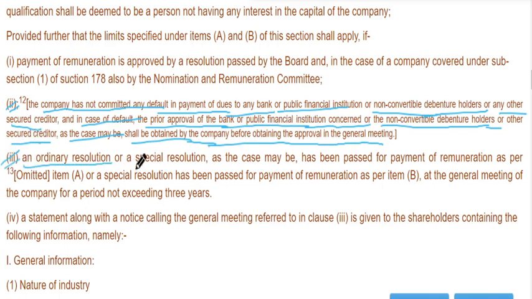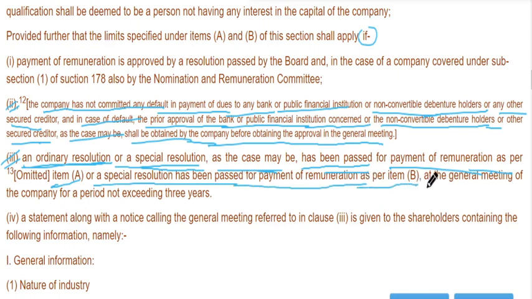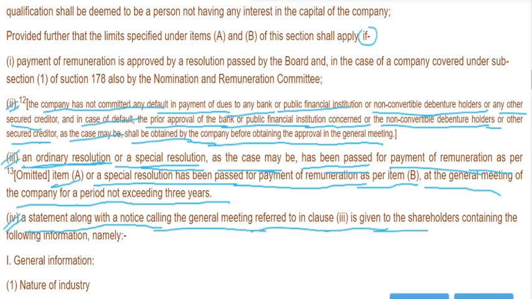An ordinary resolution or special resolution, as the case may be, has been passed for payment of remuneration as per item A, or a special resolution has been passed for payment of remuneration as per item B, at the general meeting of the company for a period not exceeding 3 years. A statement along with the notice calling the general meeting referred to in clause 3 is given to the shareholders containing the following information.